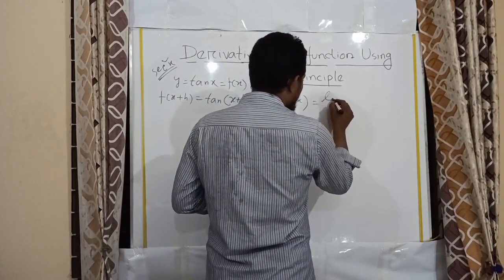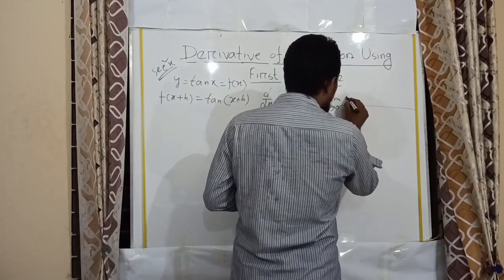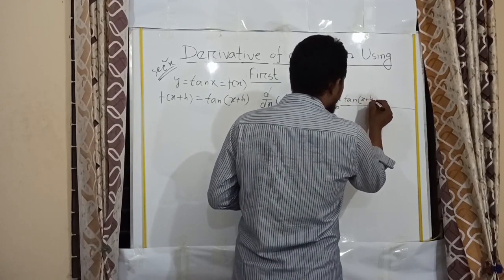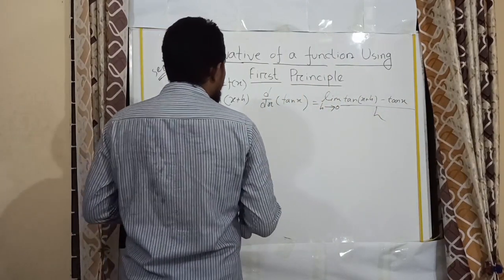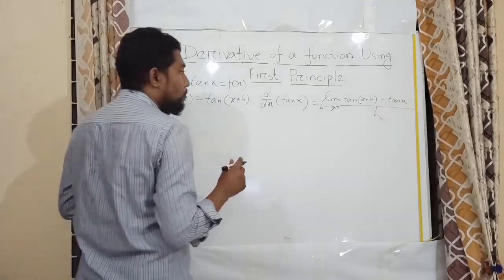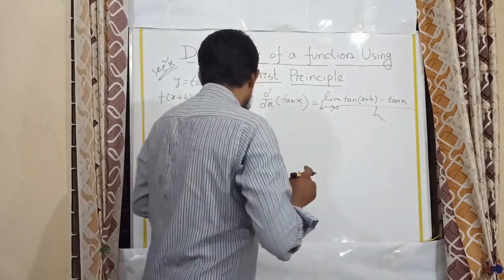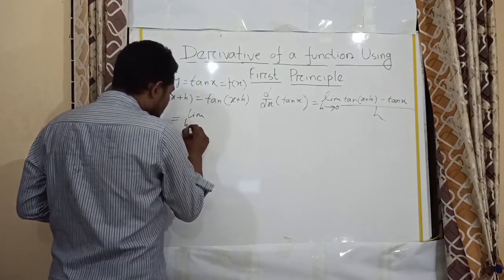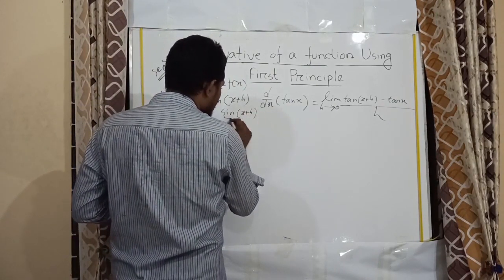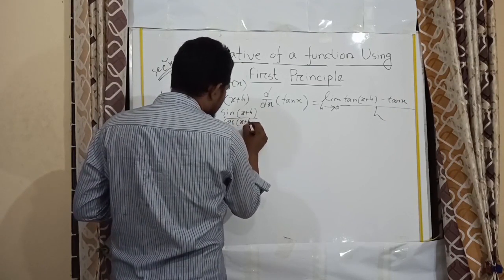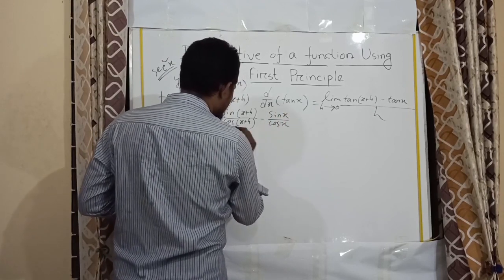Just I'm going to write d dx of tan x equal to, we can write, limit h tends to 0 of tan of x plus h minus tan x, divided by h. So what will we do now? We know tan equals sine by cos. So we break it: limit h tends to 0 of sine of x plus h over cos of x plus h, minus sine x over cos x, divided by h.